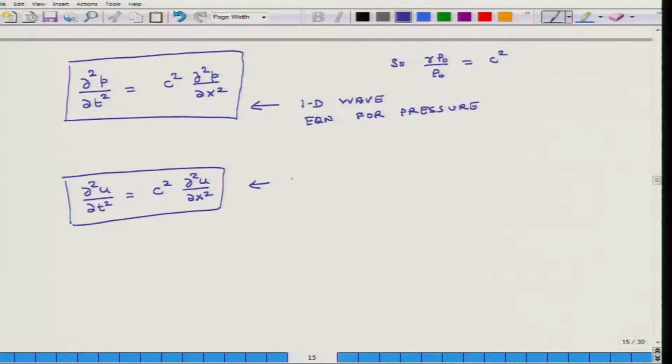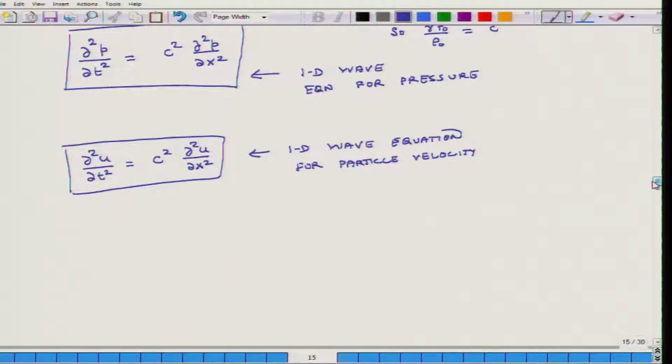So, that is my 1D wave equation for particle velocity, because this deals with u, and u represents the velocity of the fluid particle which is transmitting sound.